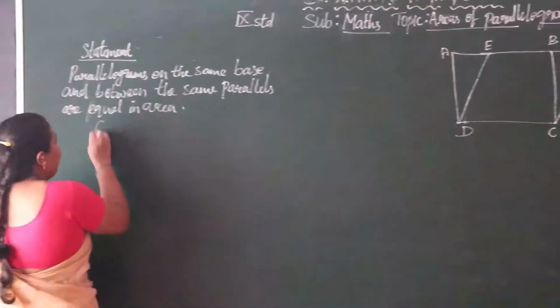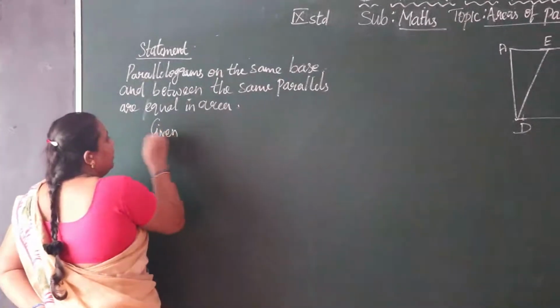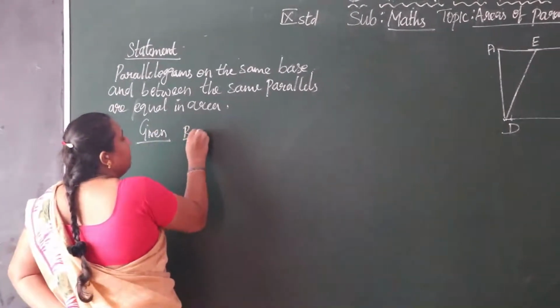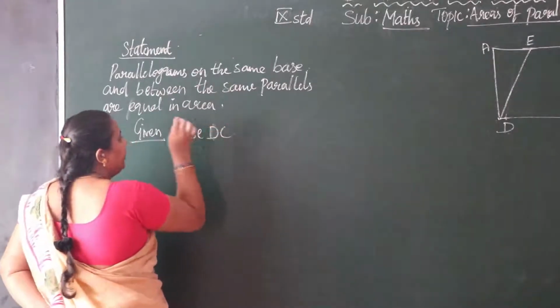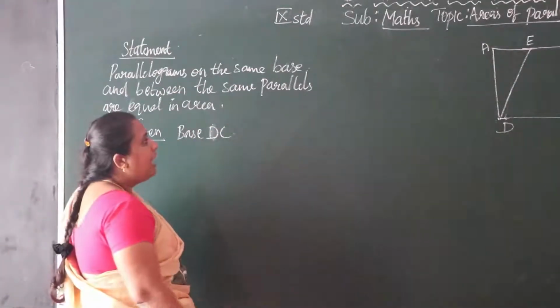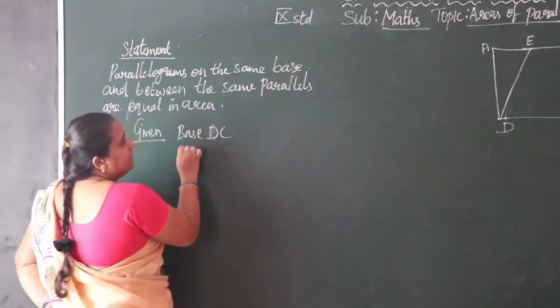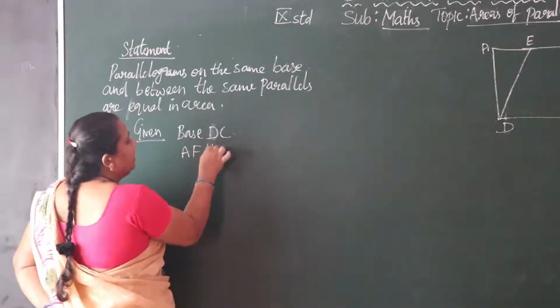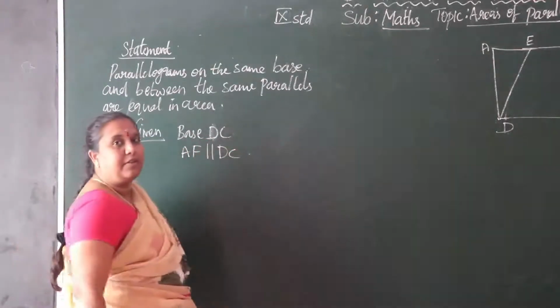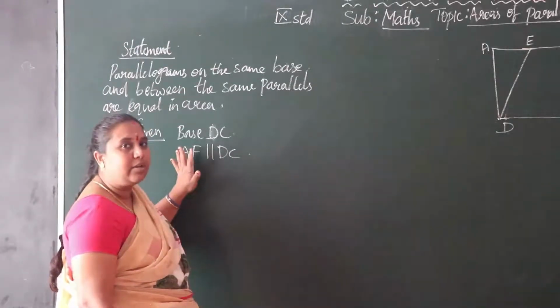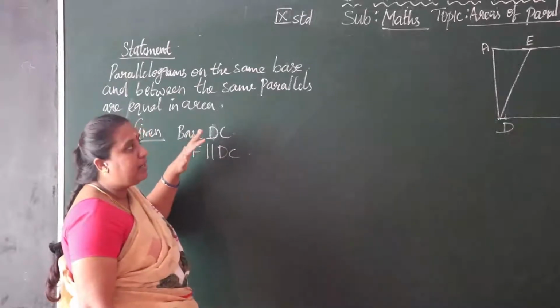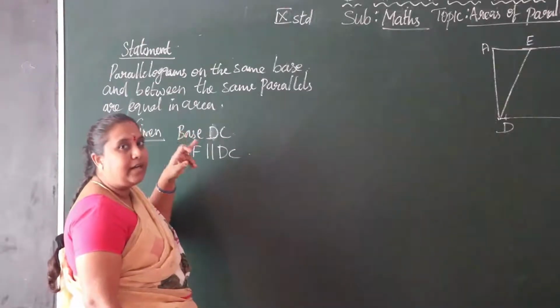So what is given? The base BC is the base of both the parallelograms, and they are between two parallels. That is, AF is parallel to BC. That is given. So two parallel lines are also given, and the two parallelograms are lying between these two parallel lines.